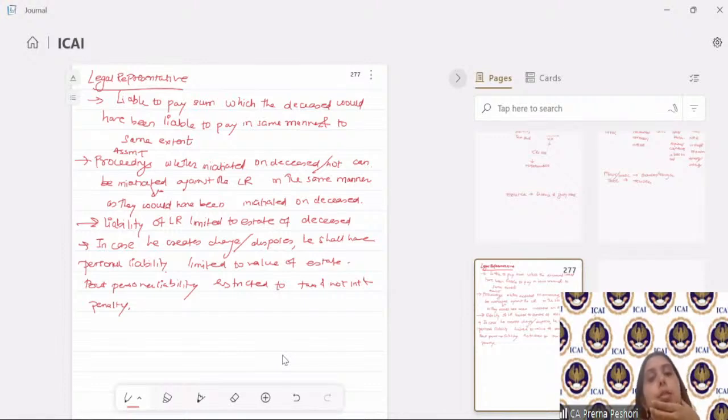No, Namita, the presumption of mens rea cannot be transferred to legal representative because how can he be guilty for the deceased, right? Is that clear?